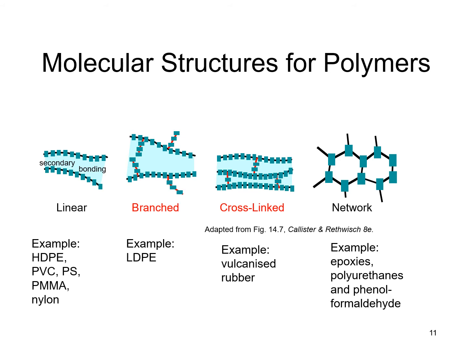And we can relate some of the examples for each. For a linear type of polymer, we're talking about the high-density polyethylene, which is from the PE group, the PVC itself, the polystyrene, the polymethyl methacrylate, and nylon. For branch polymer, we're talking about low-density polyethylene. For cross-linked polymer, example is vulcanized rubber or elastomer. And for network, we're talking about thermoset materials like epoxies, polyurethanes, and phenol formaldehyde.